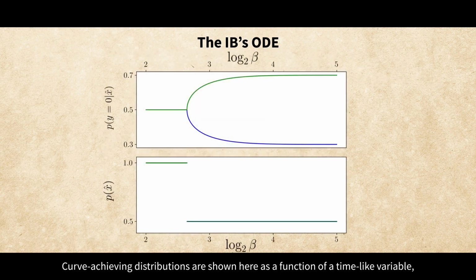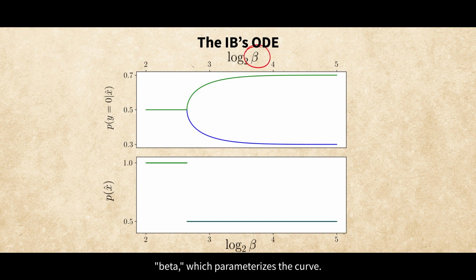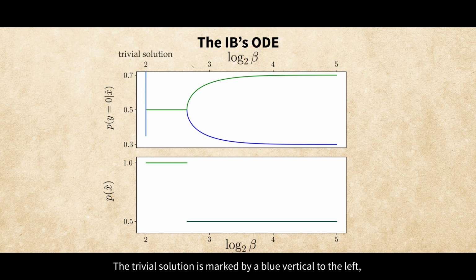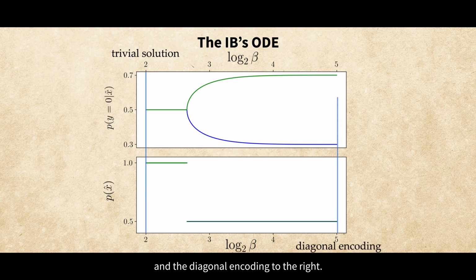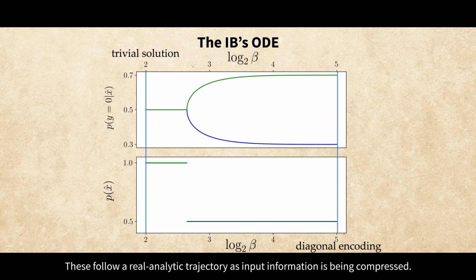Curve-achieving distributions are shown here as a function of a time-like variable, beta, which parameterizes the curve. The upper and bottom plots depict its coordinates. The trivial solution is marked by a blue vertical to the left, and the diagonal encoding to the right. These follow a real analytic trajectory as input information is being compressed.